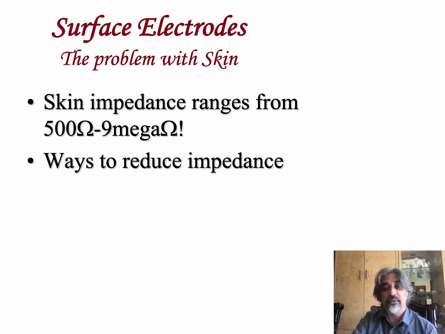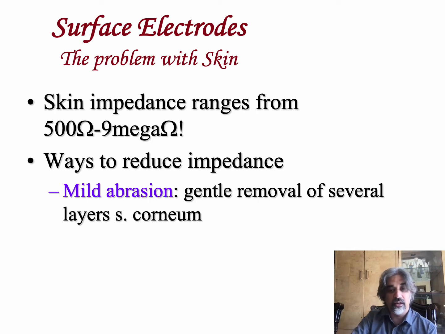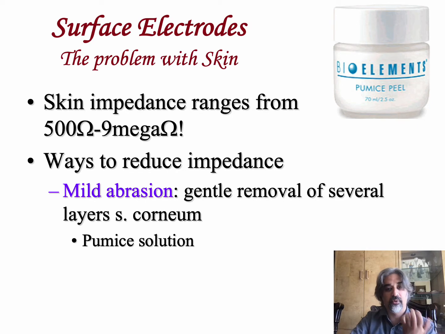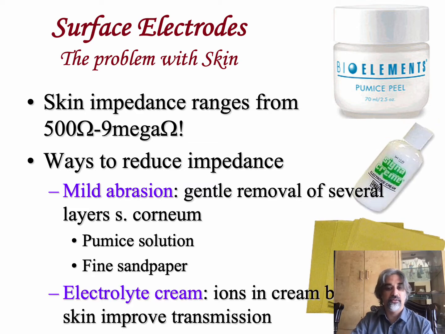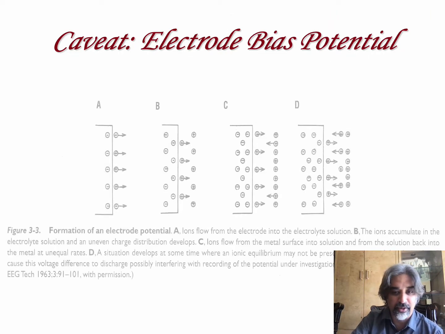One way to reduce impedance is to aggressively swab the skin with an alcohol swab, and what it does is it removes the dirt, the oils, the layers of dead cells. You can also use a pumice solution or fine sandpaper, and certainly people who are doing a lot of EKGs are familiar with these techniques. This is not a topic I'm going to go over.